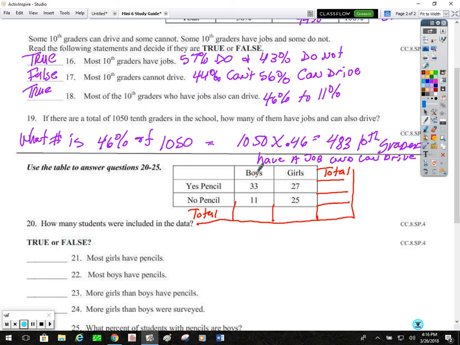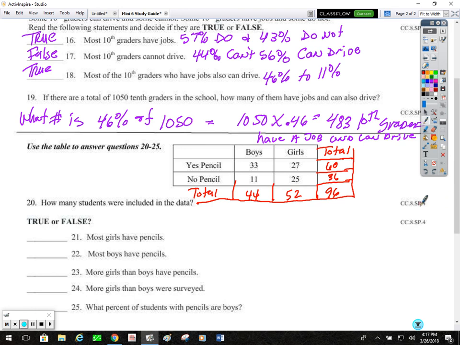All right, so if I'm looking here, the total number of boys. Don't care whether they have a pencil or not. All I know is the total number of boys is 44. The total number of girls is 52. All right, which should be 44 plus 52 is 96. And if we do this right, then this total here should come out to be 96 as well. Well, of the students surveyed, 33 have a pencil, 27 have a pencil, that's 60. 11 boys do not, 25 girls do not, that's 36. 60 plus 36 is 96. So as long as these two totals equal these, then we're good.